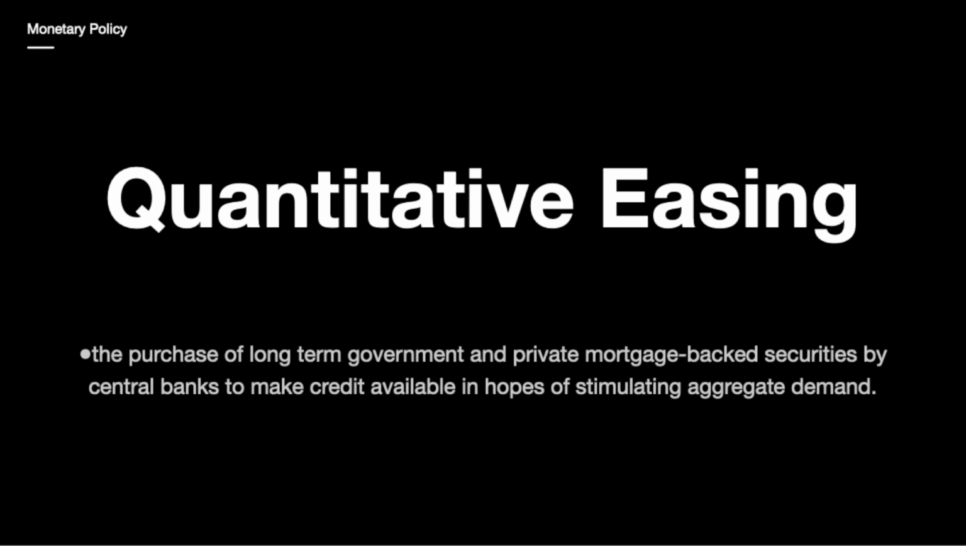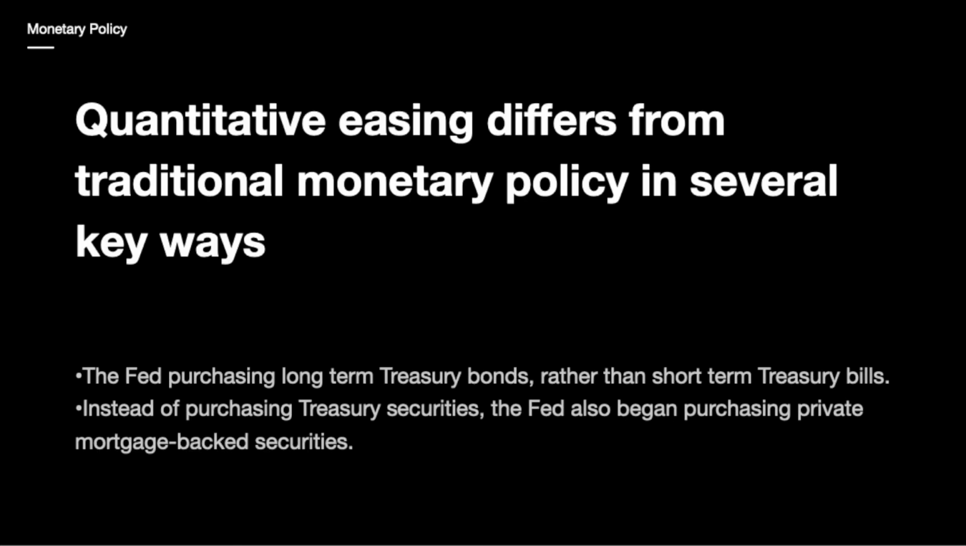This was used in the 2008 recession. Quantitative easing differs from traditional monetary policy in several key ways. The Fed purchased long-term Treasury bonds rather than short-term Treasury bills. Instead of purchasing only Treasury securities, the Fed also began purchasing private mortgage-backed securities.